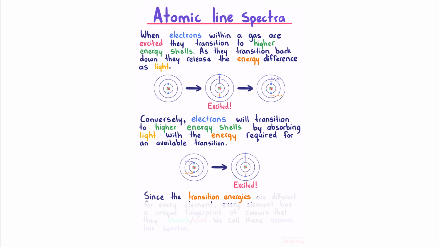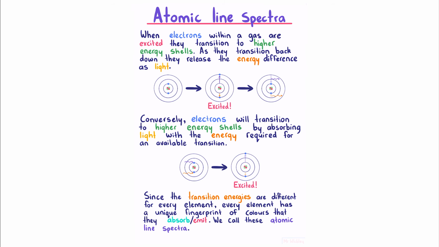Since the transition energies are different for every element, each has a unique fingerprint of colors that they absorb and emit. We call these atomic line spectra. Here are a few samples, where on this end we have long wavelength, low frequency and low energy, and on the other end we have the opposite.